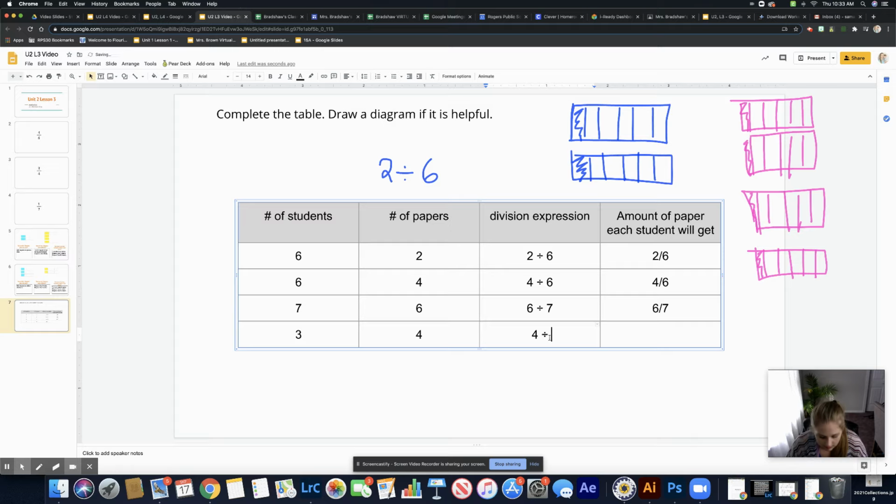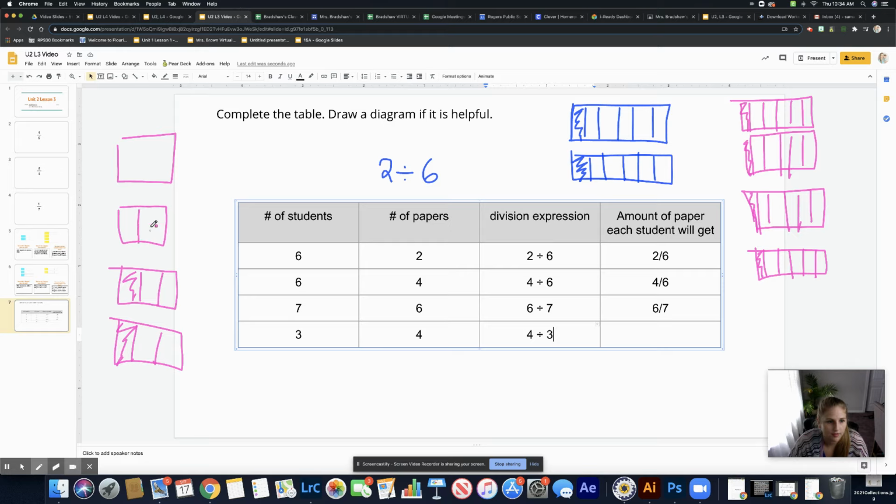So 4 divided by 3 students. I'm going to draw my 4 pieces of paper, and I'm going to divide each piece of paper by 3 people. So 1 student would get that, and now I need to figure out how many that person got. So 1/3, 2/3, 3/3, 4/3. Each student is going to get 4/3 of a piece of paper.